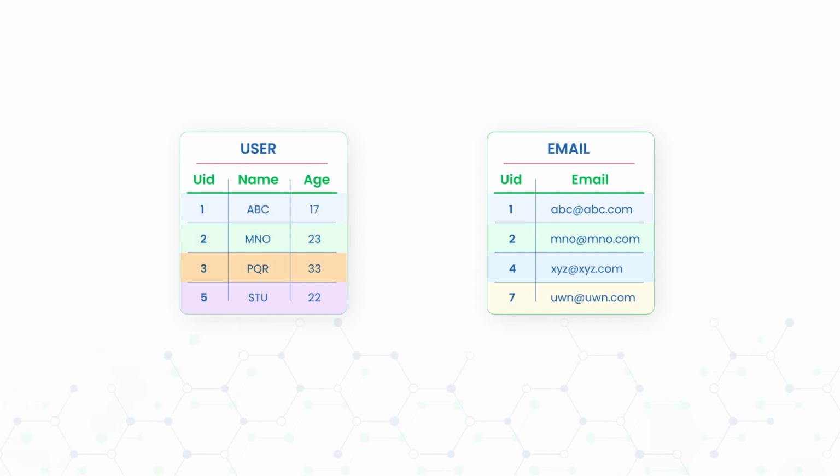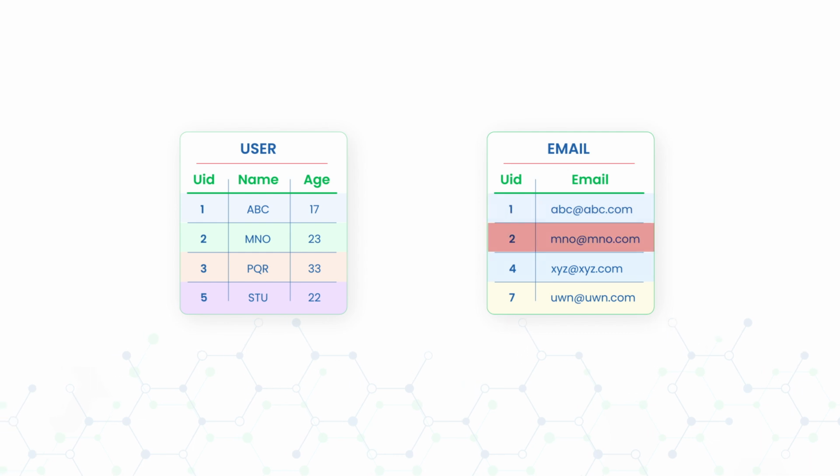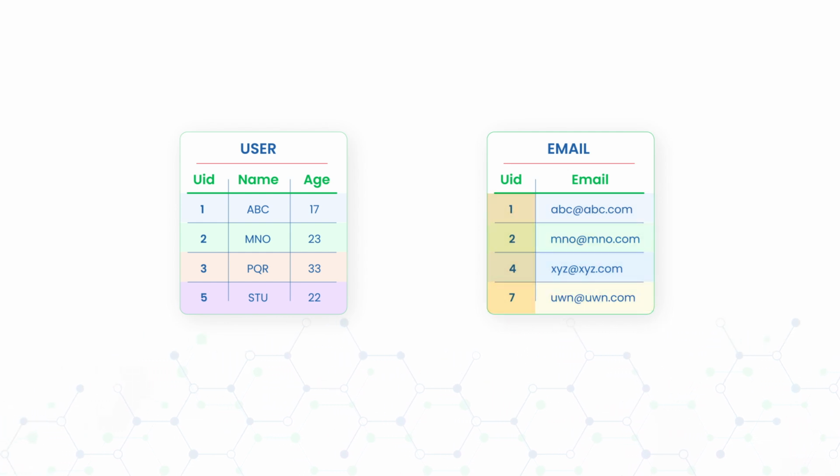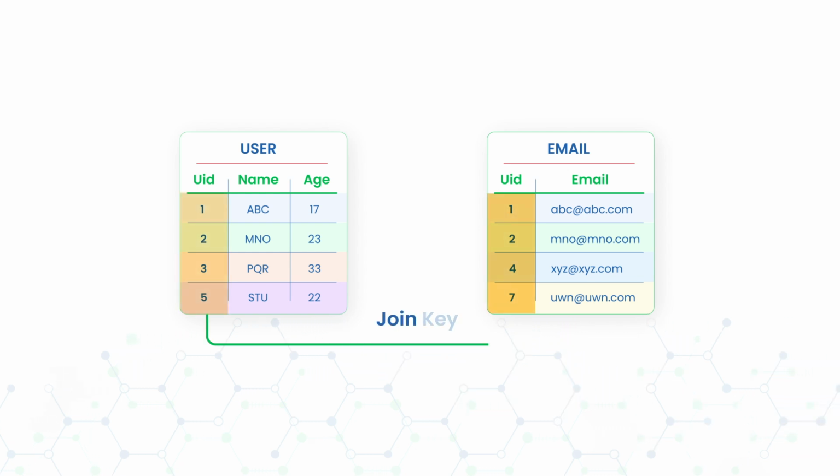The user table contains 4 records, each with a UID, name, and age, with UIDs 1, 2, 3, and 5. The email table also contains 4 records, with a UID and an email address, using UIDs 1, 2, 4, and 7. The UID column acts as the join key between both tables. Notice that some IDs exist in one table but not the other.